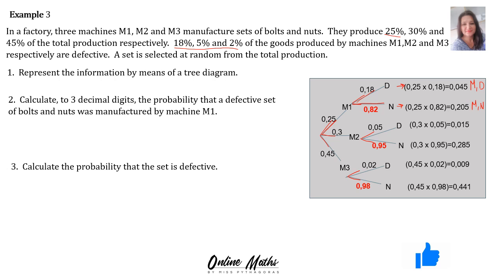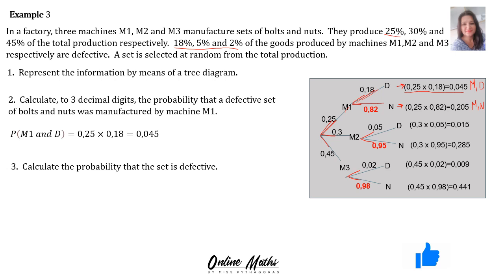Number 2, calculate to 3 decimal digits the probability that a defective set of bolts and nuts was manufactured by machine 1. So we go to machine 1 defective. So it's this one. It's machine 1 defective. So what we do is we say probability M1 and defective is 0,25 times 0,18 is 0,045.